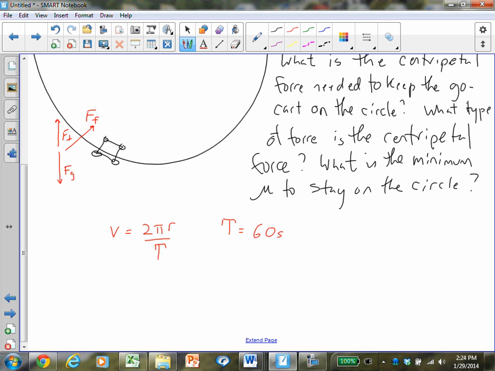60 seconds, and R is 80, so we could get V, it's just 2 pi times 80 meters divided by 60 seconds. Two times 3.14 times 80 divided by 60. 8.37 meters per second. Once around, yes.